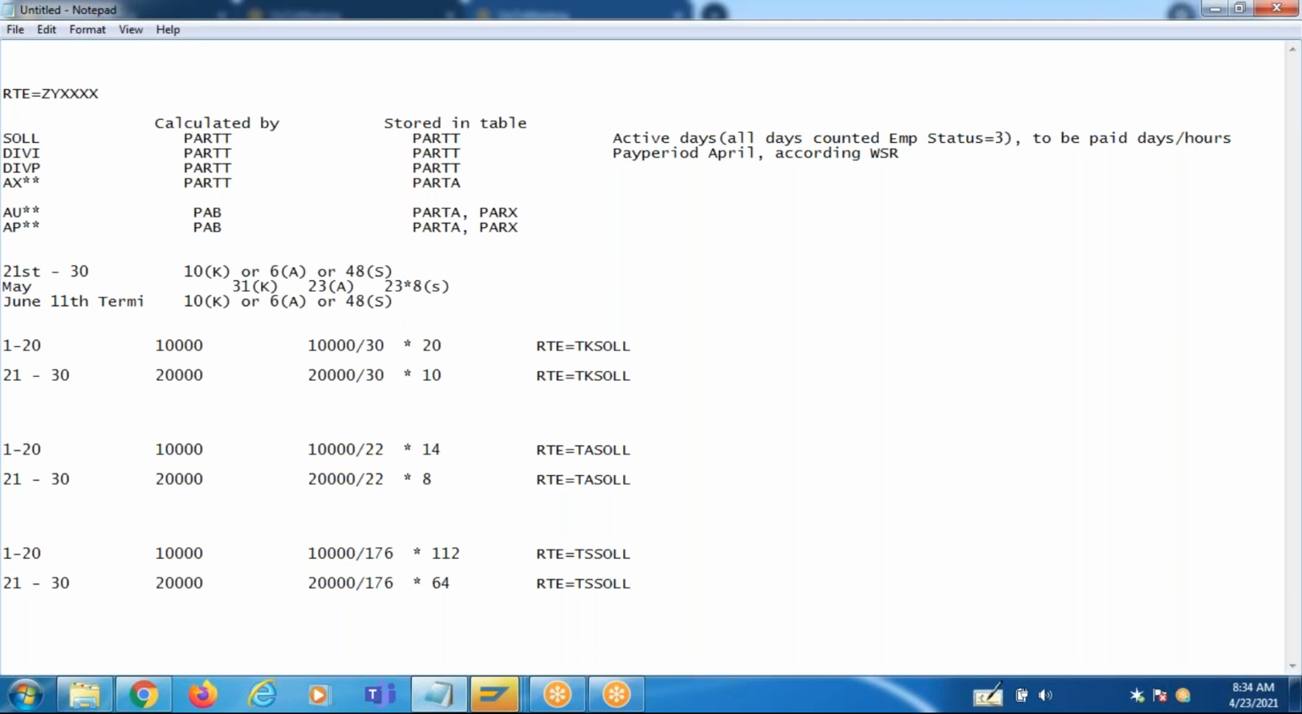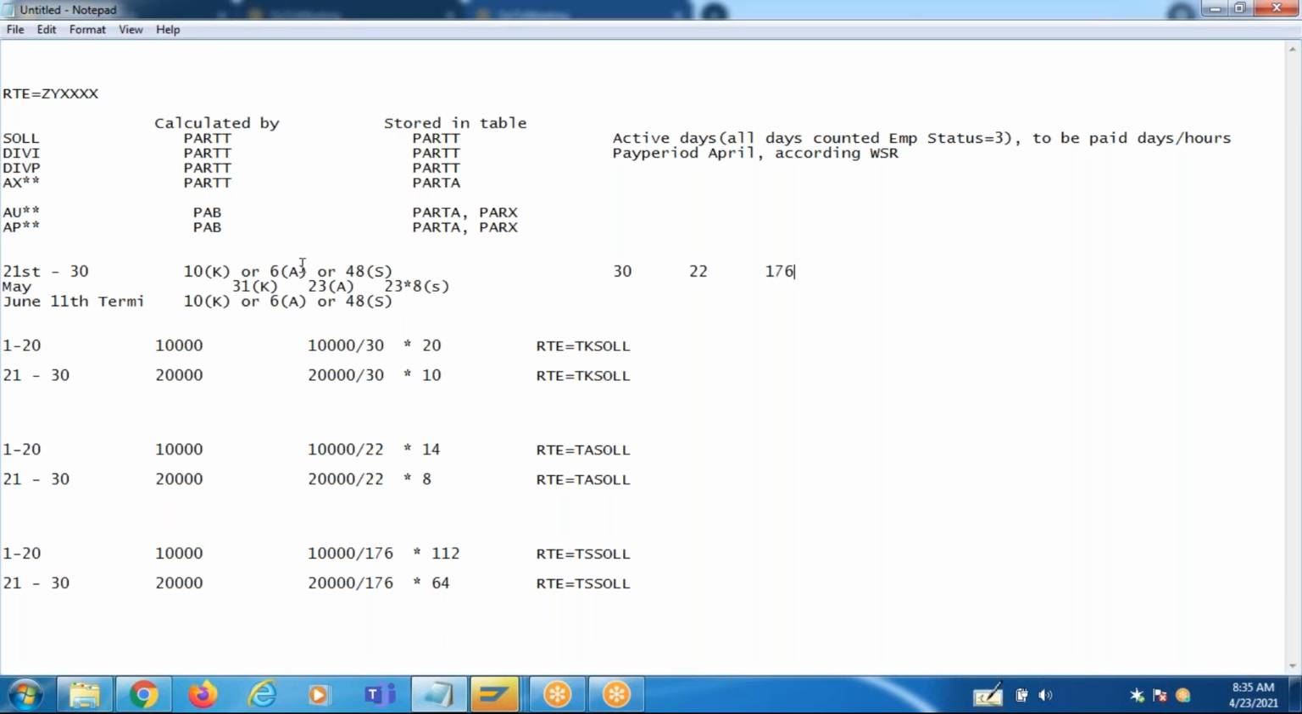So in this case, tell me, what will be the DAVI, KDAVI, ADAVI, SDAVI? Anyone? In the first case, 30. First case is 30 and second case 22. Your voice is low, ma'am. 30. Next. 176.